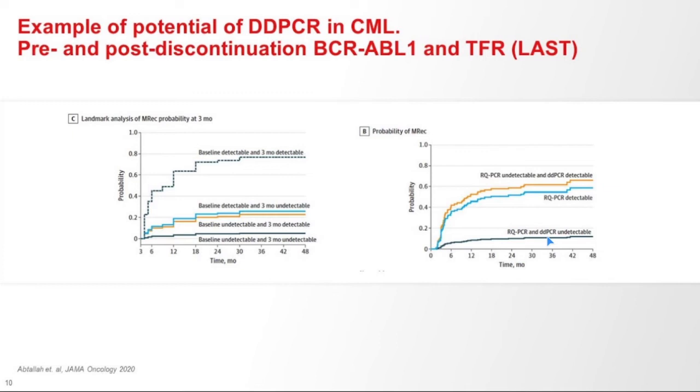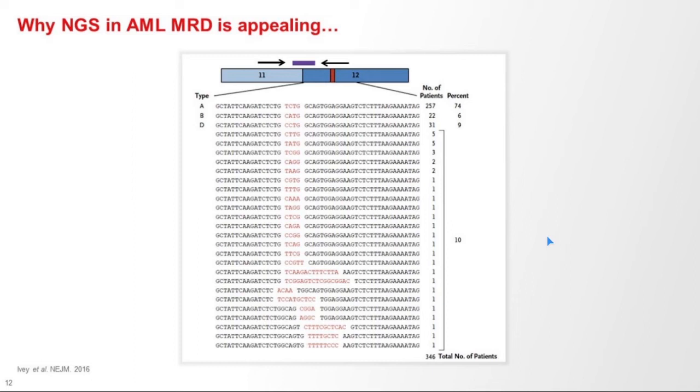Here's an example of why next generation sequencing is particularly appealing in AML. This is the NPM1 mutation, which is typically a 4-base pair insertion, and this is looking at 346 patients. You can see that types A, B, and C take up the lion's share of patients, really about 90%. And you have this long tail of differences that aren't these major ones. So your typical PCR assay works for these three. You won't detect any of the others. This is where next-generation sequencing has an advantage, because you can get all these other tails that you would never pick up with a standard assay.